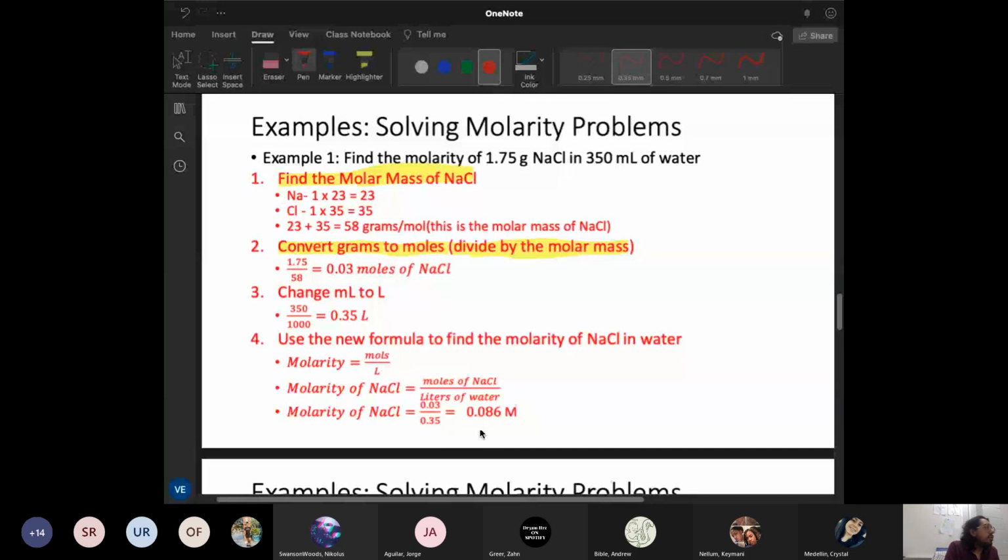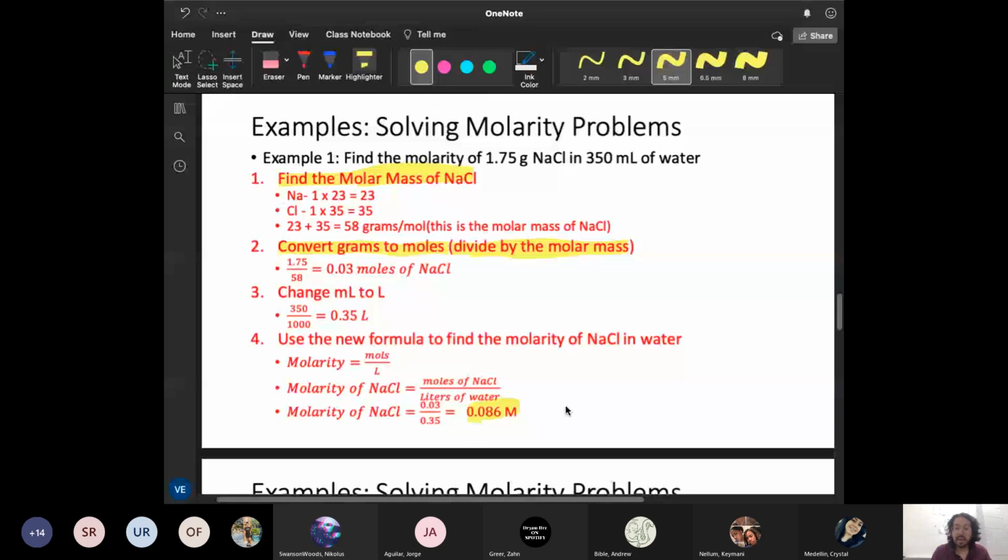Now, you don't need to write molarity for this. Just simply write capital M for molarity. Sorry, my bad, I got mixed up. You don't need to write 0.086 molarity. Just write 0.086 capital M, and that will represent the molarity of the solution. Okay, that's all you gotta do. That's all it takes. Just a few easy steps.